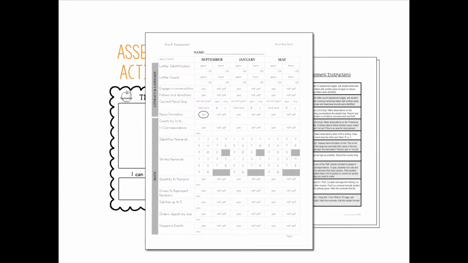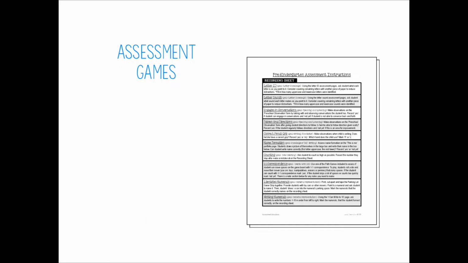Then you're going to take that information, go to the recording sheet, look under September, name formation, and circle yes if they're able to, which the student, I guess, was. So there is one example of an assessment activity. Now let's move on and take a look at an assessment game.